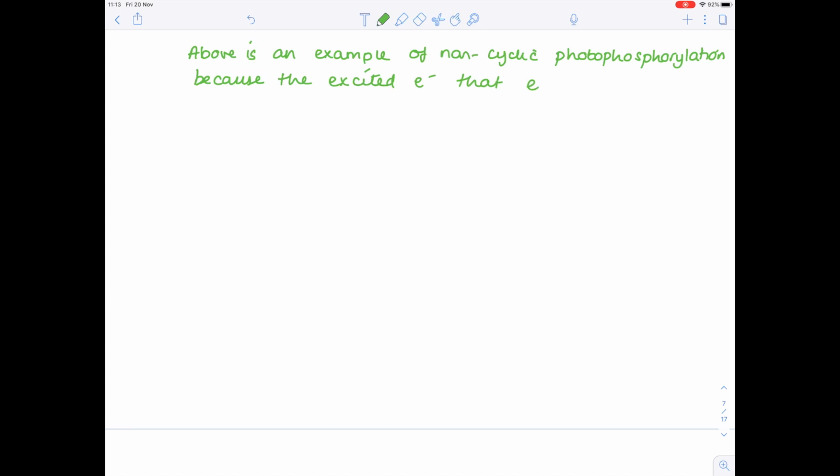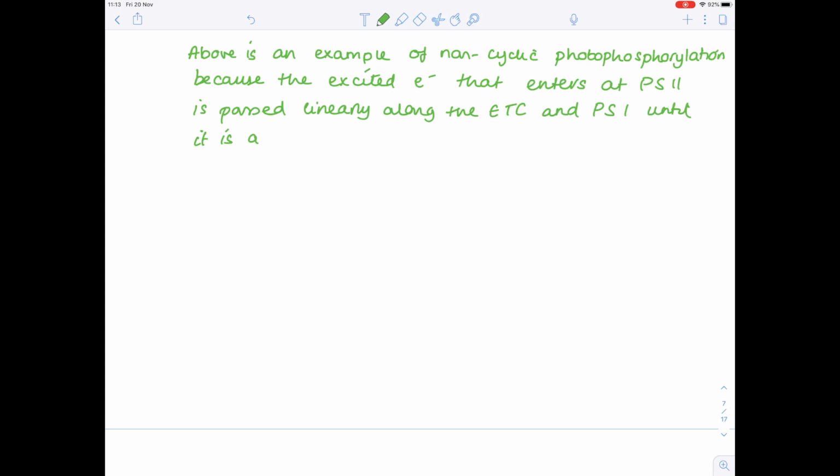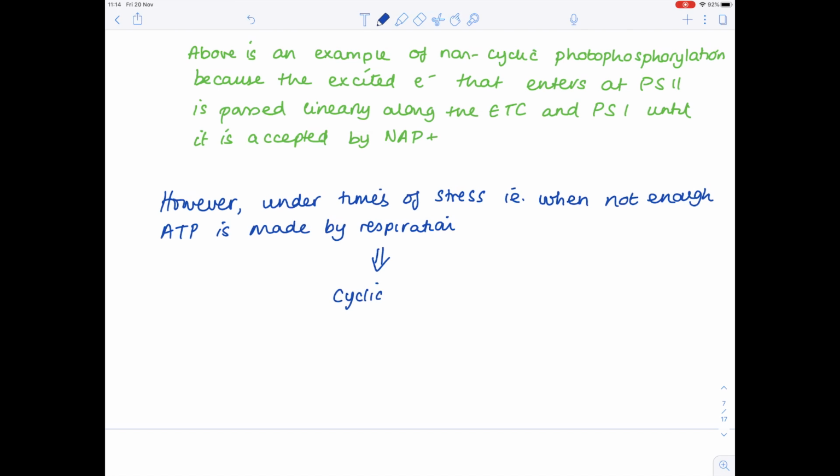However, at times of stress or rapid growth, when the plant requires more ATP than it can make from respiration, a process called cyclic photophosphorylation can occur instead. So let's make some notes on that. So above is an example of non-cyclic photophosphorylation, and that is because the excited electron that enters at photosystem 2 is passed linearly along the electron transfer chain and photosystem 1 until it is accepted by NADP+. However, under times of stress, i.e. when not enough ATP is made by respiration, cyclic photophosphorylation can be used to make extra ATP.